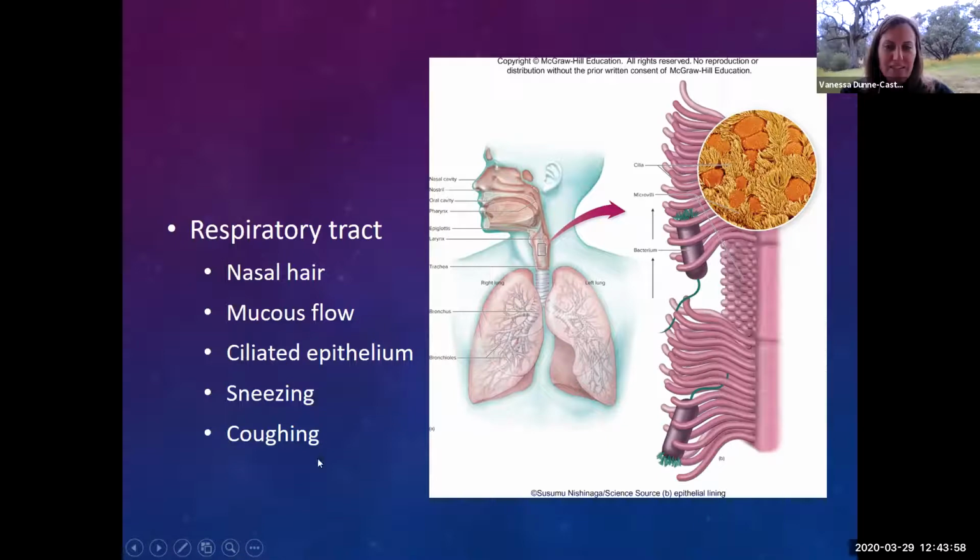The sneezing and coughing are definitely forces of action. If you've never seen a sneeze, I will definitely find this video and post it for you guys on our Canvas page, because a picture of someone sneezing is just amazing. These sneezes are so propulsionary to get things outside the body.